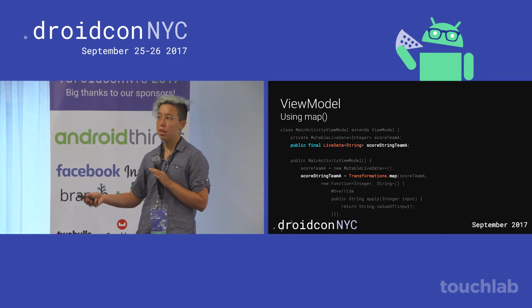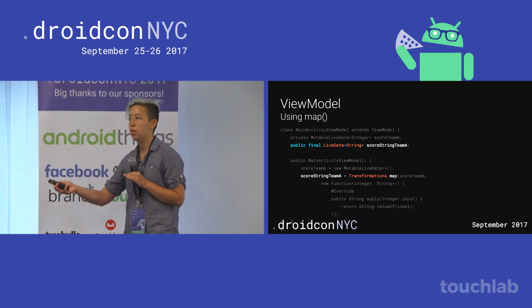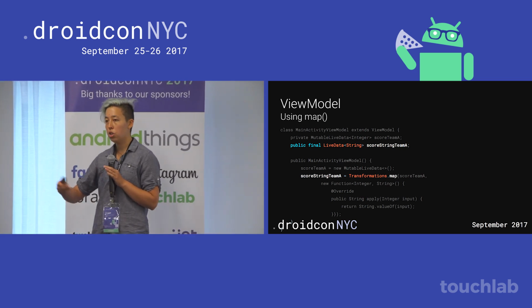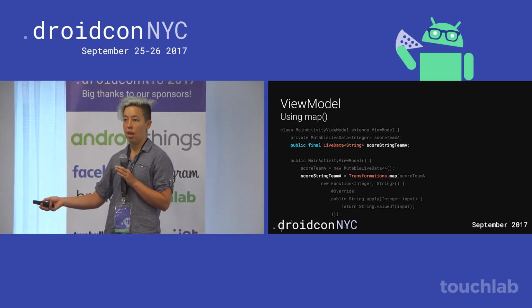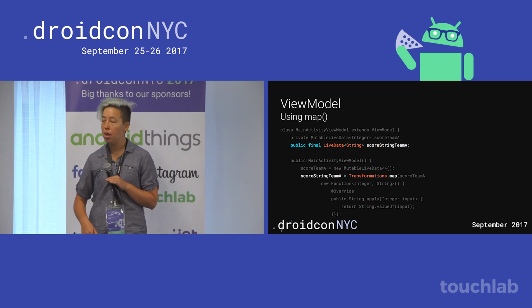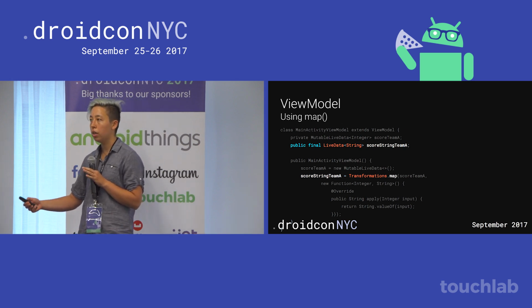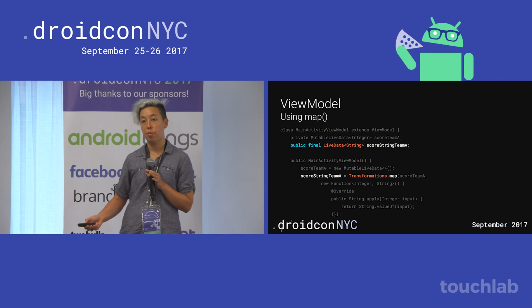Now that we have this score string team A, and you can see that I've made it public, we can just observe that LiveData that's emitting strings, and we don't even have to worry about the integer LiveData. The integer LiveData is taking the inputs of the scores changing around, but the string LiveData is the one that's actually being observed by the activity.